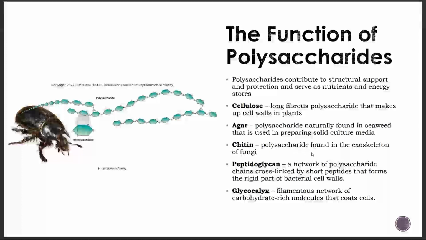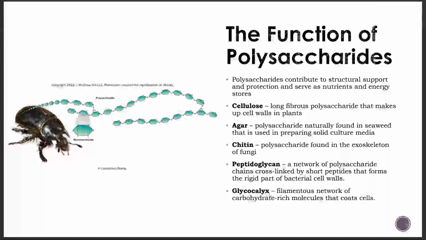Chitin is a polysaccharide found in the exoskeleton of fungi. You'll also see peptidoglycan. This one comes up a lot when we talk about bacterial cell walls. It's a network of polysaccharides, these zigzagging sugar molecules that can crisscross or cross-link to form bacterial cell walls and give them that more rigid structure. Again, because bacteria don't have a skeleton like ourselves, they require very stiff cell walls to give structural support.